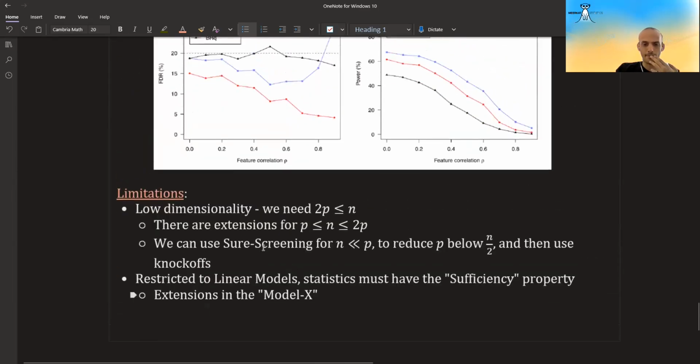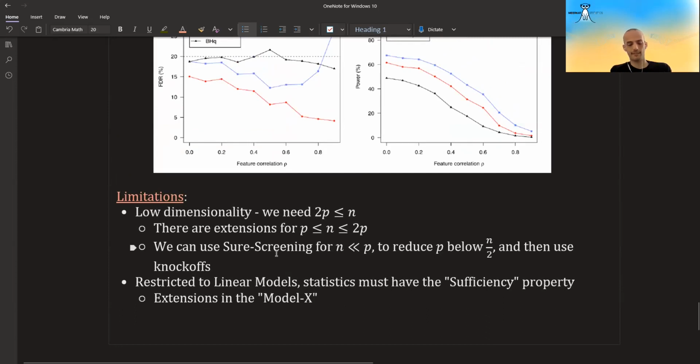But there is an extension in later papers to what they call model X, where you don't assume so much about the structure that connects Y and the X, but there is a trade-off. You have to assume more about the connection between the X's themselves, about the structure between the X's themselves. Okay, so this will be something that I will cover in a future video.